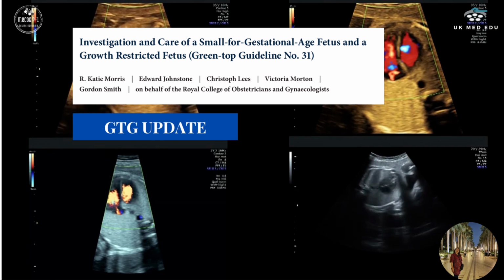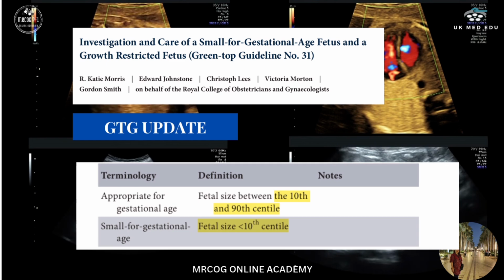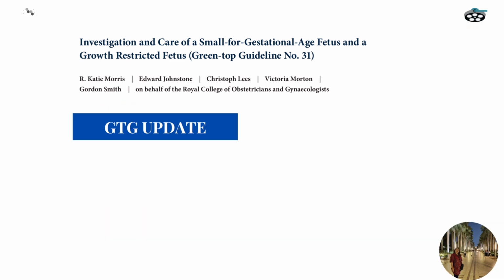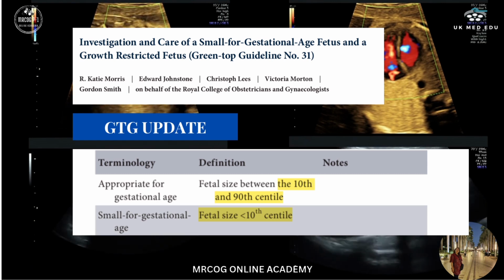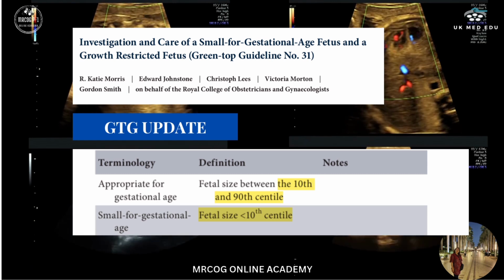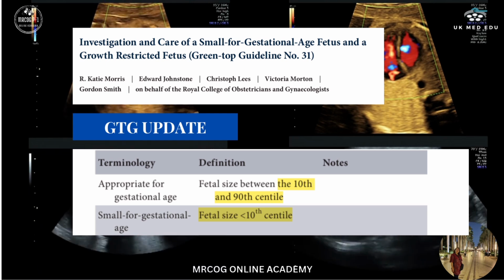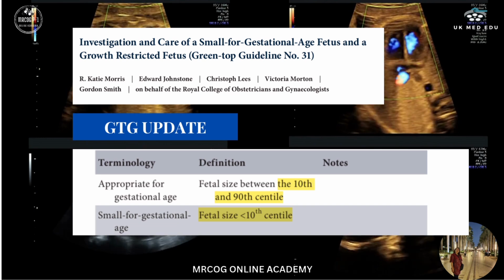The next one is small for gestational age. When the estimated fetal weight is below the 10th centile, that is called small for gestational age. And if it is more than the 90th centile, that is called large for gestational age. So normal is between the 10th and 90th centile, small for gestational age is below the 10th centile, and large for gestational age is more than the 90th centile.